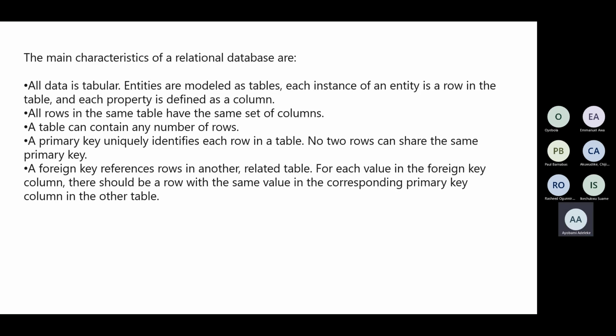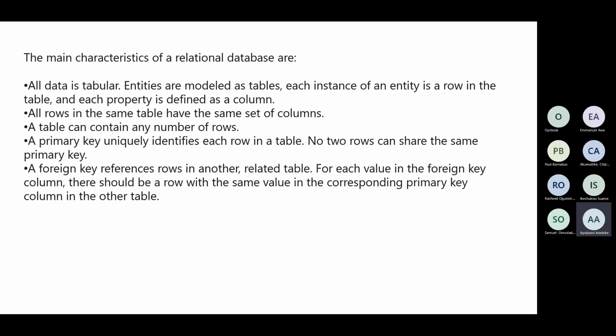The next point here, all rows in the same table have the same set of columns. So when you are looking at a particular table, the number of columns and the names of columns are the same for all rows. It doesn't change because it's a structured design. The same name of column, the same structure of column, for each row. So a table can contain any number of rows. Here is where it gets interesting. You could have a small table that has maybe just 10 records in it, and at the same time, a table can save up to about 50 million rows of data, depending on the kind of data being pushed and stored in this particular table.